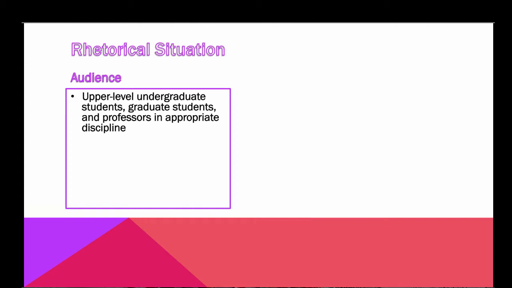Okay, now let's talk about the rhetorical situation for your paper, beginning, of course, with audience. The audience for your paper will be upper-level undergraduate students, graduate students, and professors in the discipline that's appropriate for the paper you're writing. And on the assignment sheet, you will see that each topic has listed with it an academic discipline that would be interested in that topic. Sometimes there's more than one.